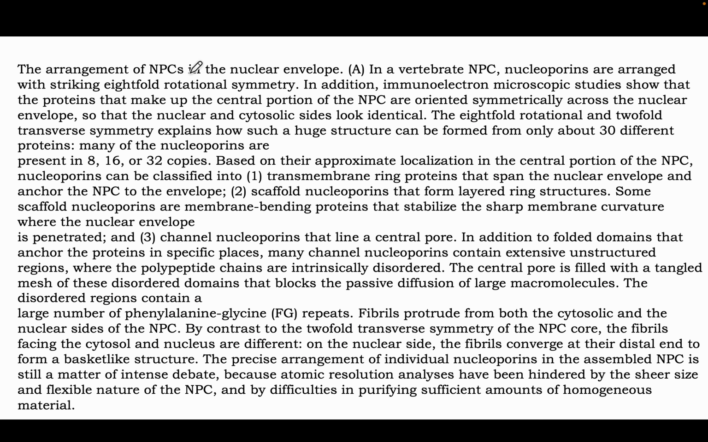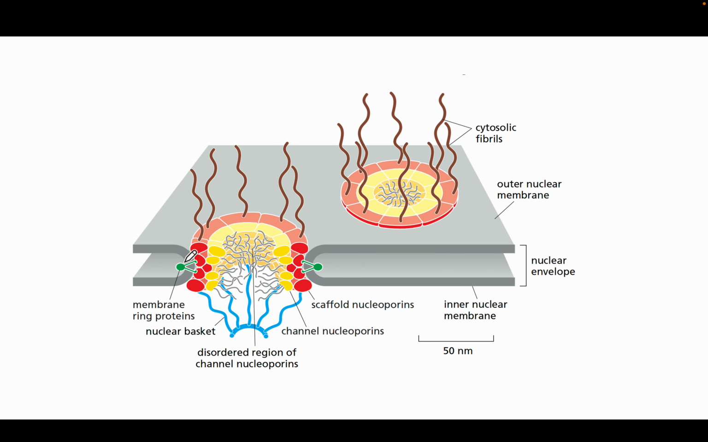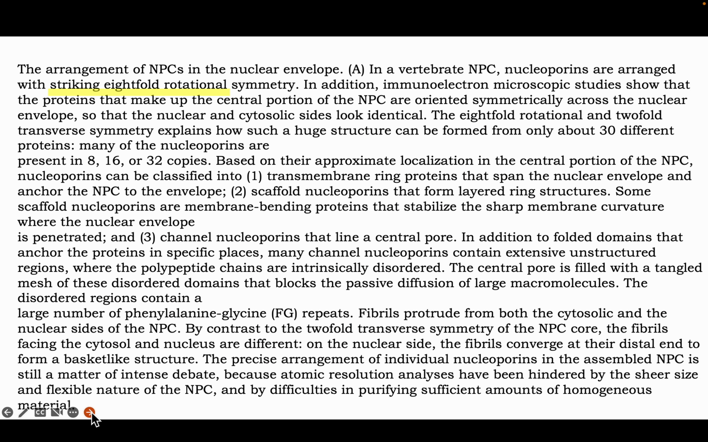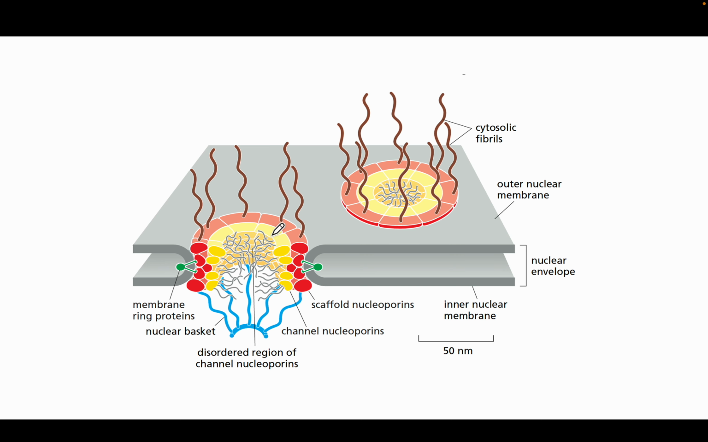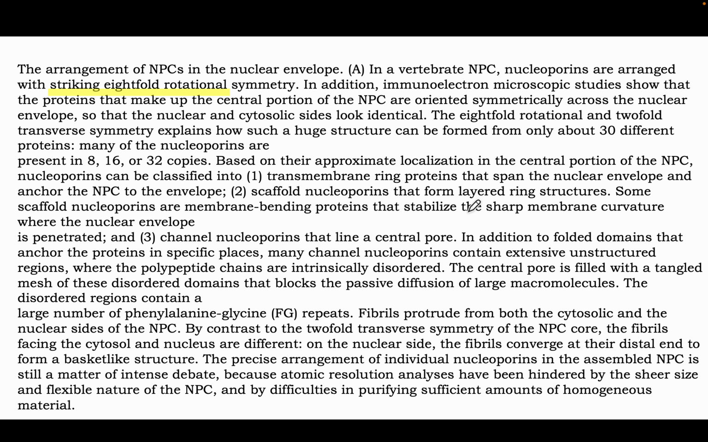So, the arrangement of the nuclear pore complex in the nuclear envelope: nucleoporins are arranged with a striking 8-fold rotational symmetry. Here you can see this striking 8-fold rotational symmetry. In addition, different microscopic studies showed that proteins that make up the central portion of the nuclear pore complex are oriented symmetrically across the nuclear envelope, so that the nuclear and cytosolic sides look identical. The 8-fold rotational and 2-fold transverse symmetry explains how such a huge structure can be formed from only 30 different proteins.